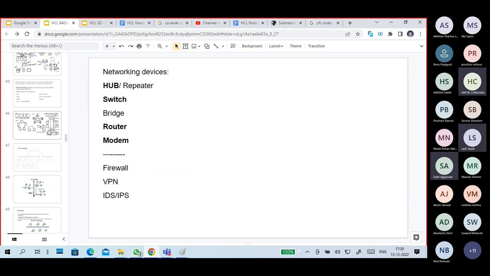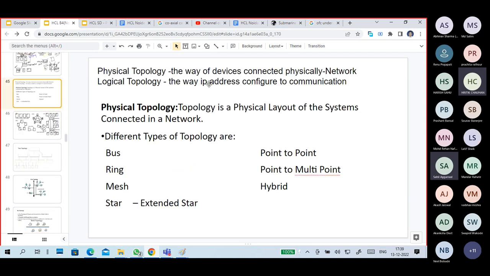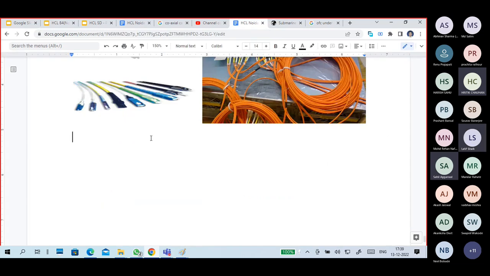Okay, guys, this is all about your cables.